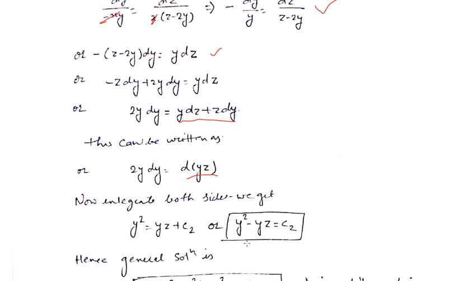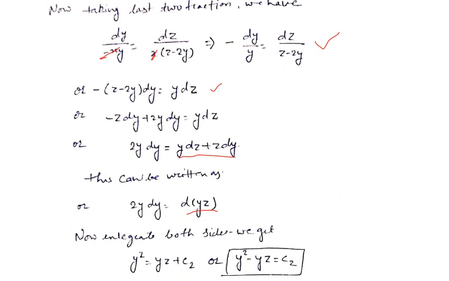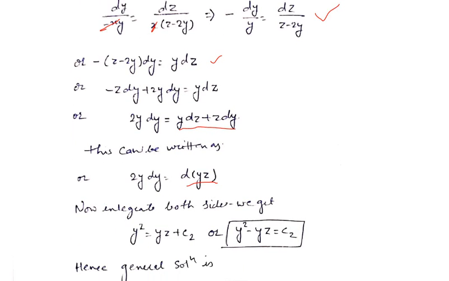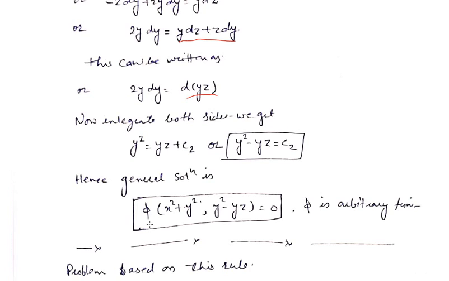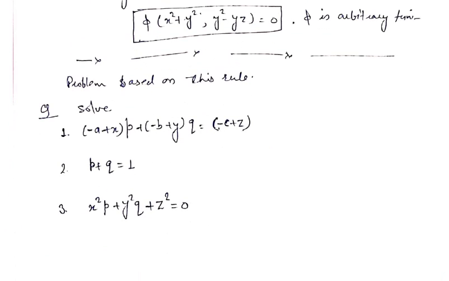So it can be written as y square minus yz is equal to c2, where y square minus yz is v. From above, u is x square plus y square, v is y square minus yz. Hence the general solution of the given equation can be written as phi of u, v, where phi is an arbitrary function: phi of x square plus y square comma y square minus yz equals 0. And these are some problems for solving. Thank you.